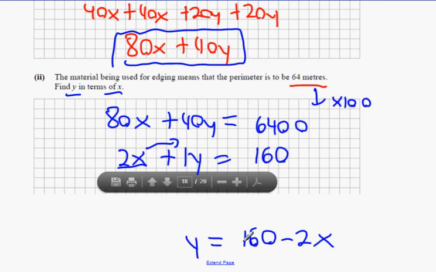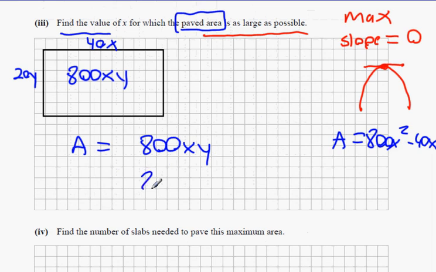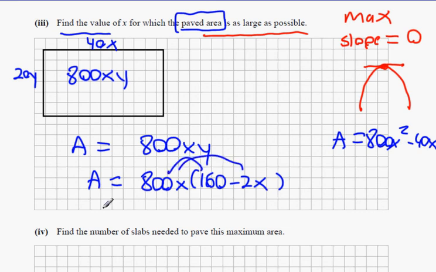The answer for part 2 has y in terms of x. So if we replace this y with 160 minus 2x, look what happens. What happens now to the equation? It only contains what letter? X's. Okay? Now, we're going to multiply this out. What's 800 times 160? 128,000. 128,000x, okay?